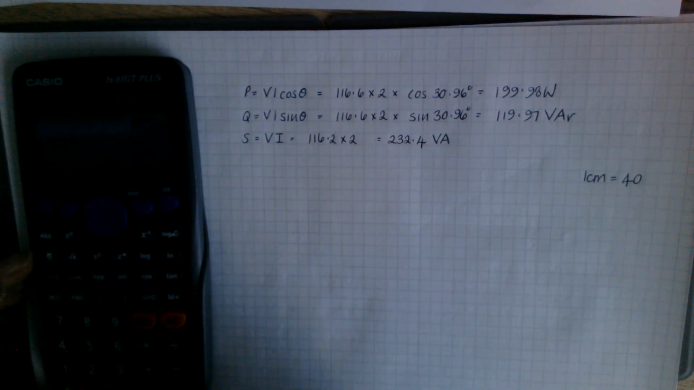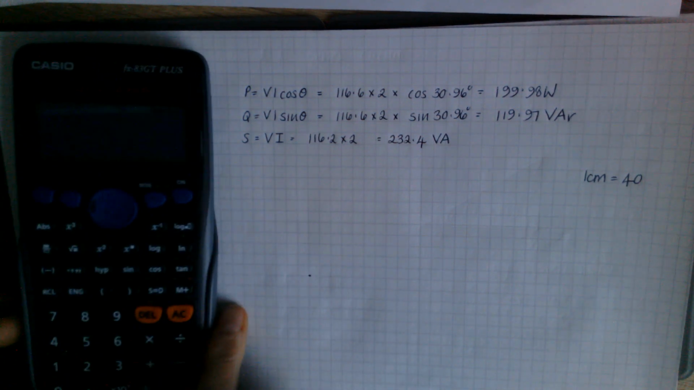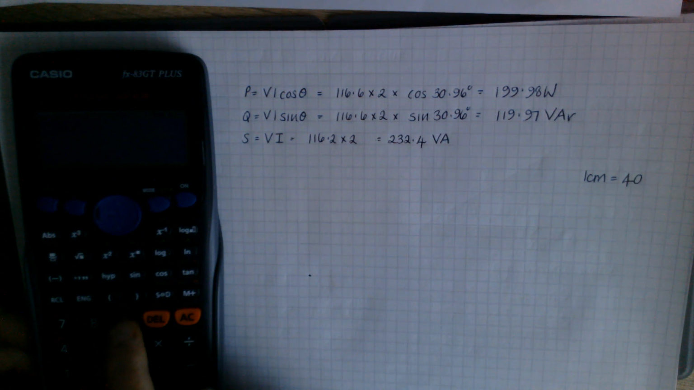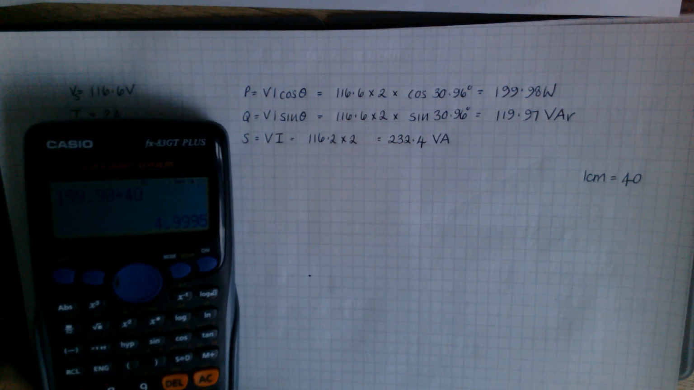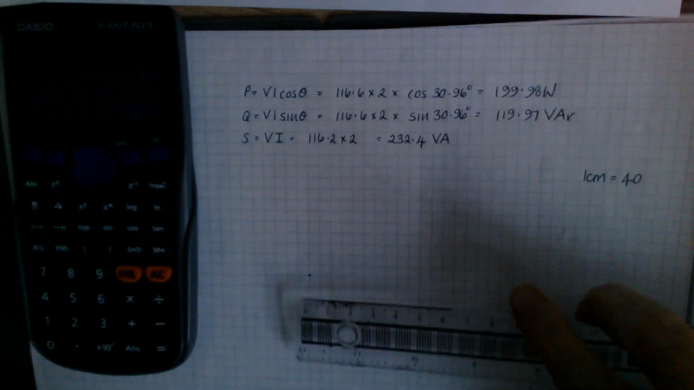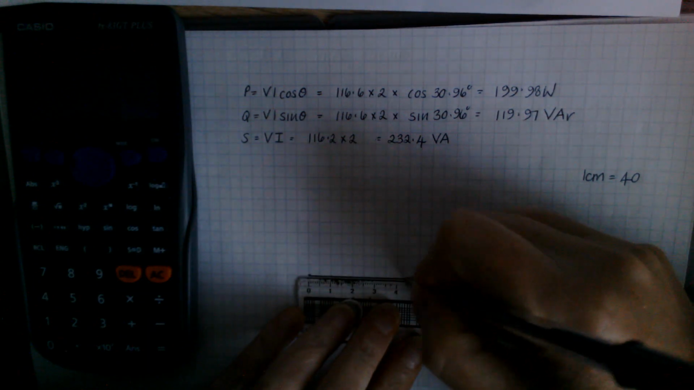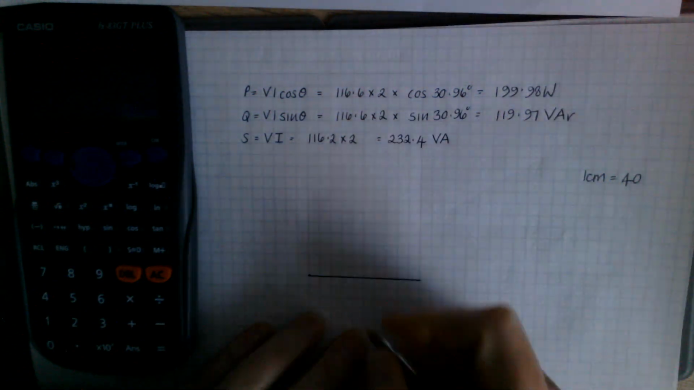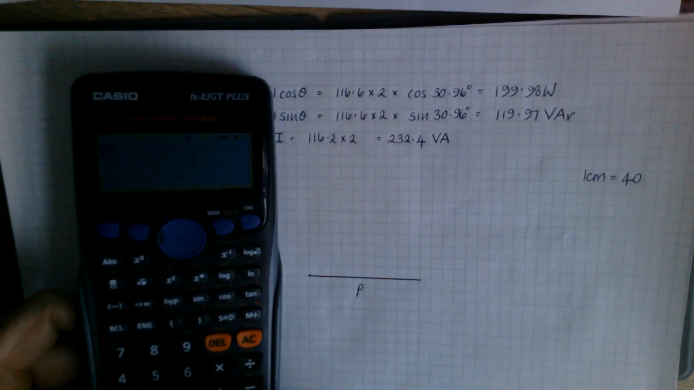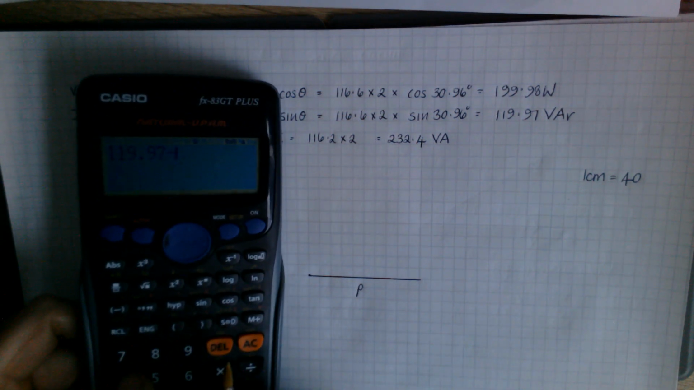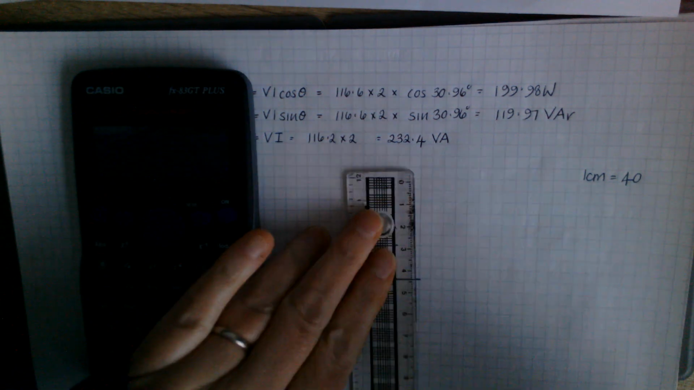So then for our true power, we're going to pick a starting point. Go for here. So our true power was 199.98, and we'll divide that by 40 to get what it should be in centimetres. 4.9995, so pretty much 5 centimetres. And your P is always on your horizontal. Then my Q, 119.97, 2.999, so pretty much 3 centimetres.